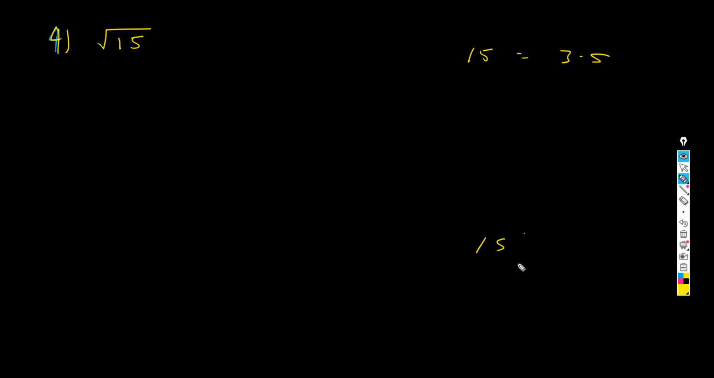Okay, you have 15. You do the table. Can we divide over 2? No. Can we divide over 3? Yes. 15 over 3, 5. Can we divide over 2? No. Over 3? No. Over 4? No. Over 5? Yes. 5 over 5, 1. I get 1. I'm done. The multiplication of these numbers is my prime factorization.